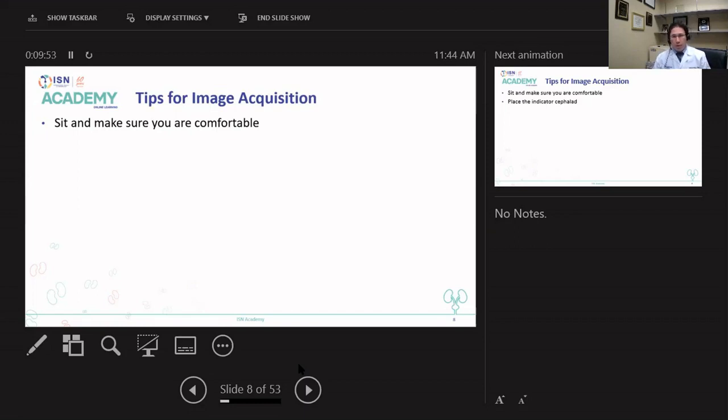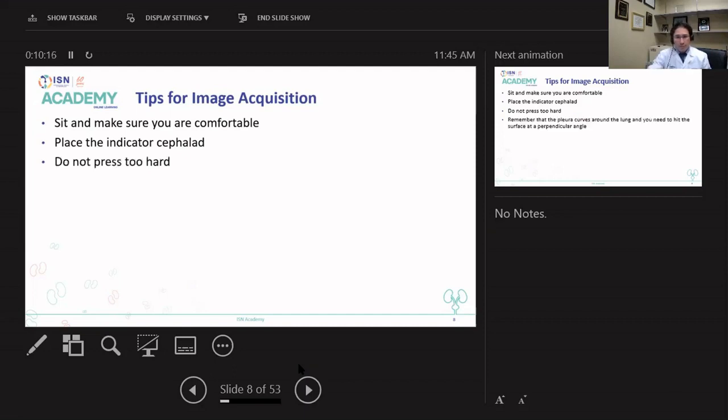You want to make sure that the bed is elevated so that you're not hurting your back. You want to make sure that you have a chair if possible. You want to make sure that you have a lot of battery life left in your ultrasound. You want to make sure that you have plenty of gel available. You'll place the indicator of your probe cephalad towards the patient's head. And don't press too hard.